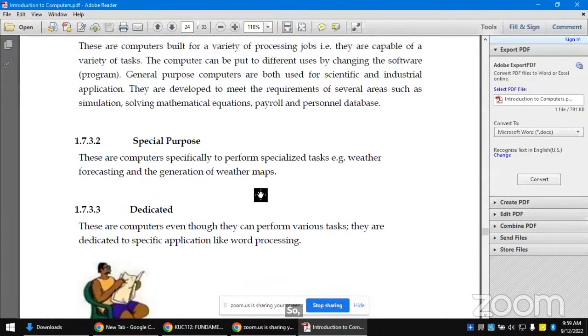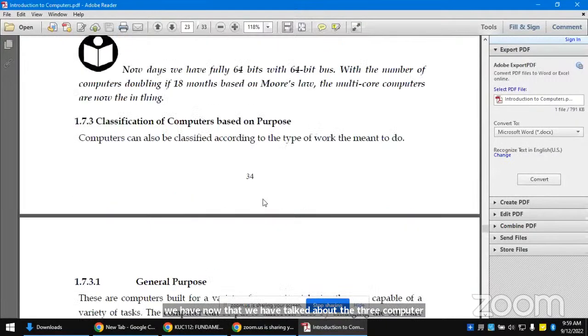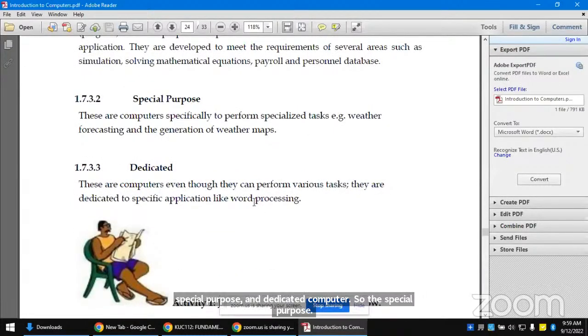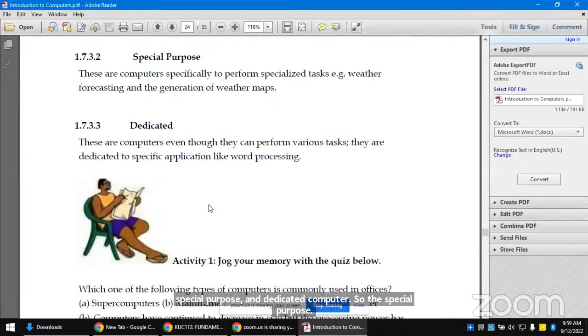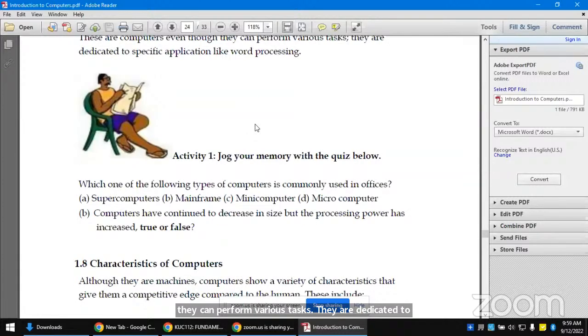We have talked about the three types of computers based on purpose: general purpose, special purpose, and dedicated computers. Special purpose computers perform specialized tasks, such as weather forecasting and the generation of weather maps. Then we have the dedicated. These are computers that, even though they can perform various tasks, are dedicated to specific applications like word processing.